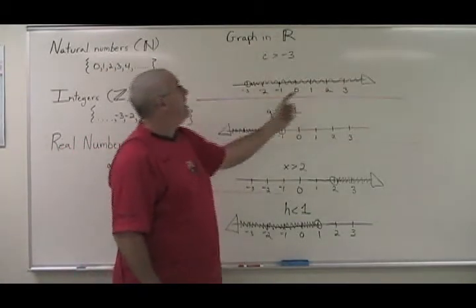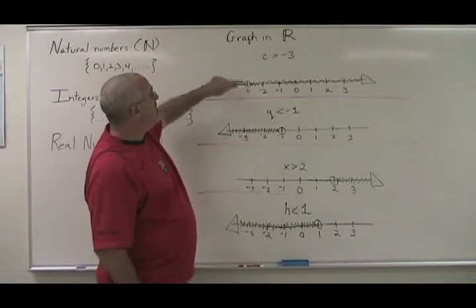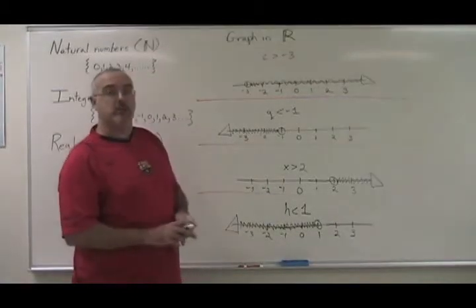So graphing in real numbers is very similar to graphing in integers, except that you have to do the shading, and if you don't have that extra little line, you need an open circle at the end, not a closed circle.